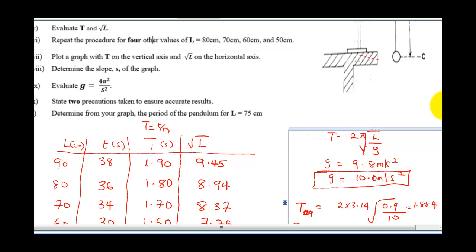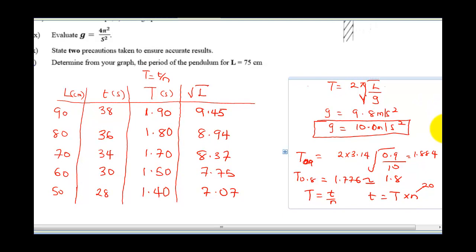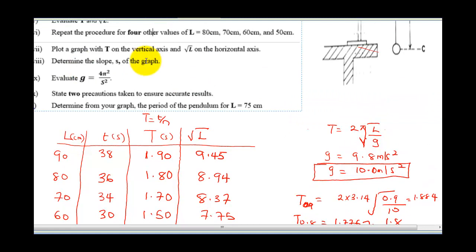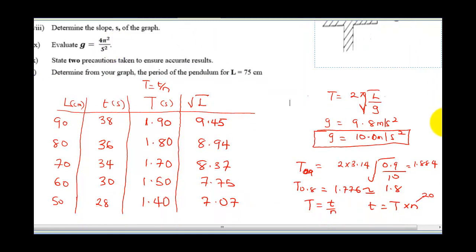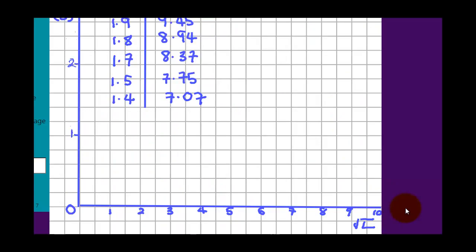Now it says plot a graph of T versus square root of L. So in plotting T versus square root of L, we are going to estimate, because it says determine the slope and evaluate your g. So we're going to plot the graph, we're going to evaluate our slope, and see if we're going to get our g correctly. Okay, so going over to our graph.